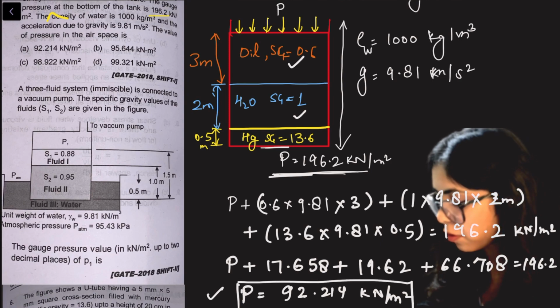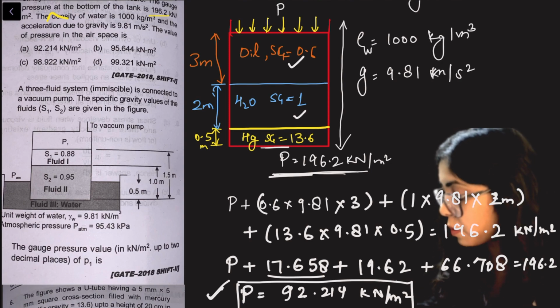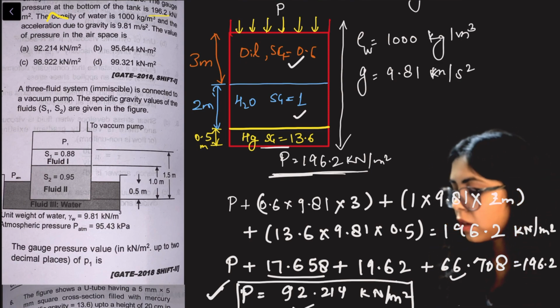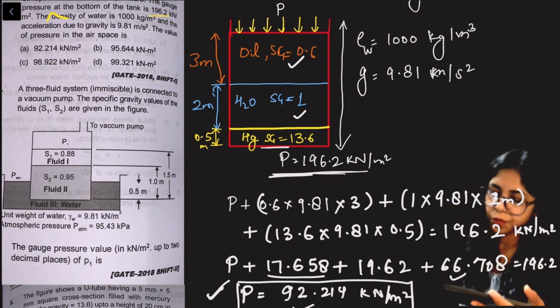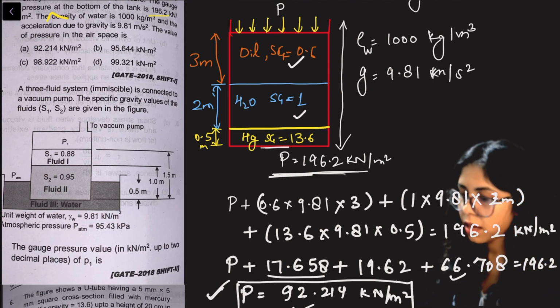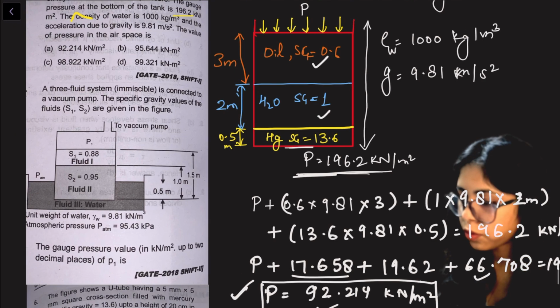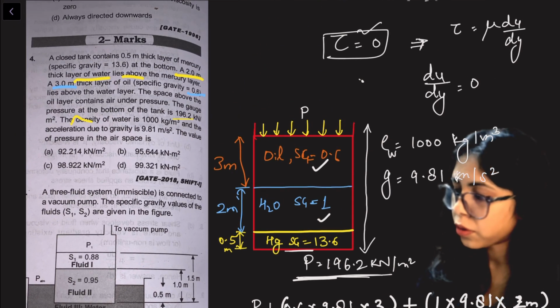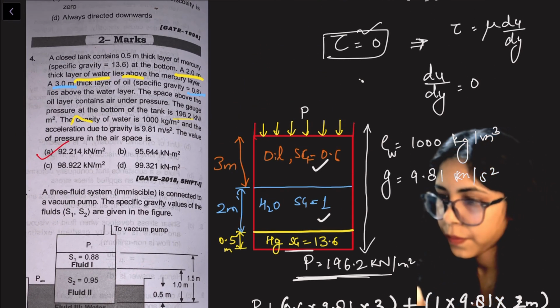See, the pressure of oil was lesser than the pressure of air. Even the pressure of water and the pressure of mercury is lesser than the pressure of air. We are getting the total pressure of air is this much from the equation. Okay, let's see what is the answer. 92.241. We are getting the answer A.